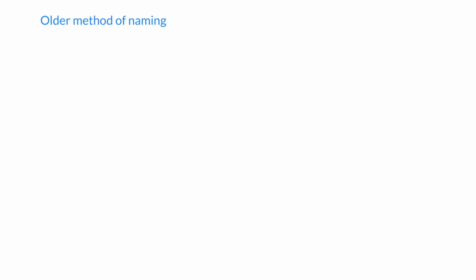Okay, so here's the older method, and we're only ever going to apply this to ions that have two different charges. So we're only going to apply this when there's two different charges, and the reason for that is that it does work for 3 or 4 or 5, but you have to know some extra stuff that's beyond the scope, I think, of this course.